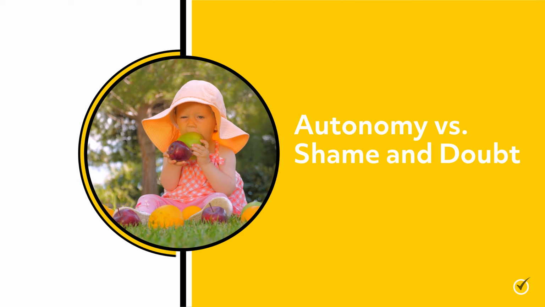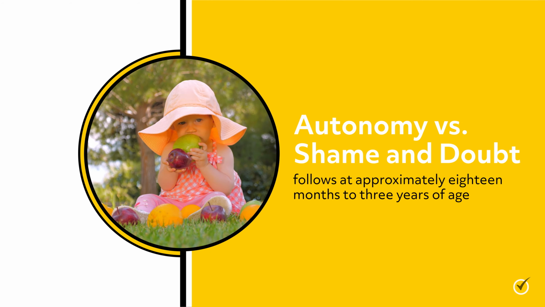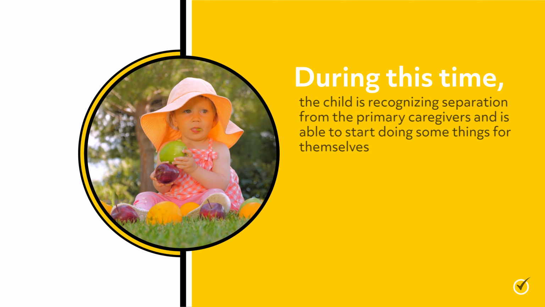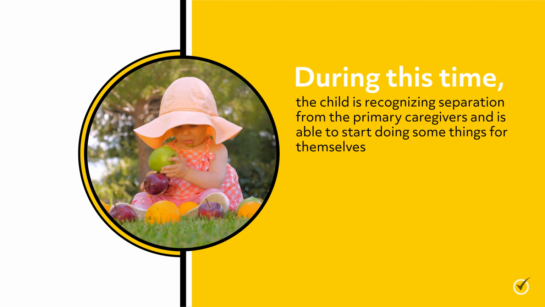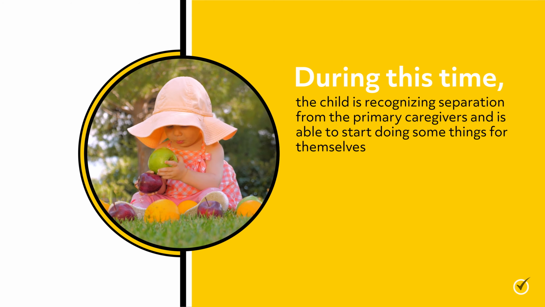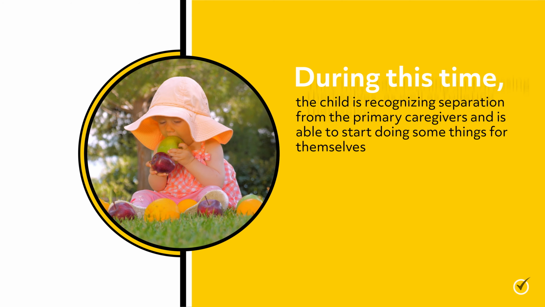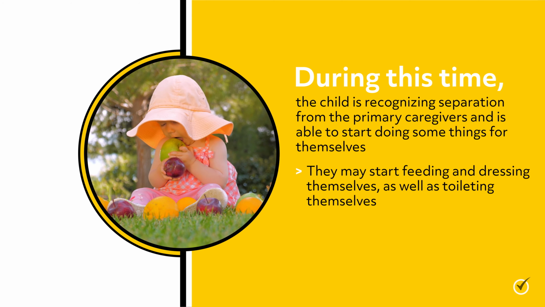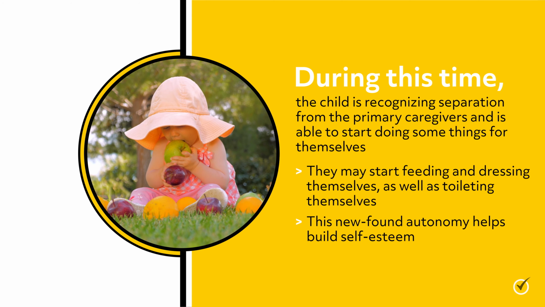Autonomy versus shame and doubt follows at approximately 18 months to 3 years of age. During this time, the child is recognizing separation from the primary caregivers and is able to start doing some things for themselves. They may start feeding and dressing themselves, as well as toileting themselves. This newfound autonomy helps build self-esteem.